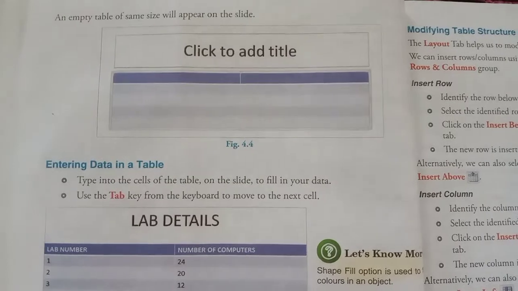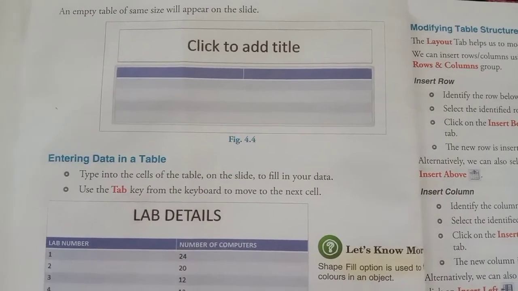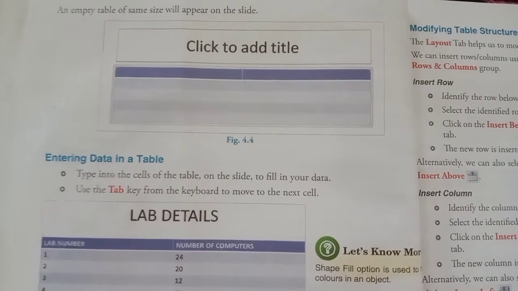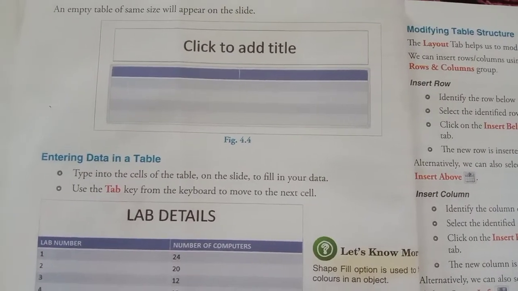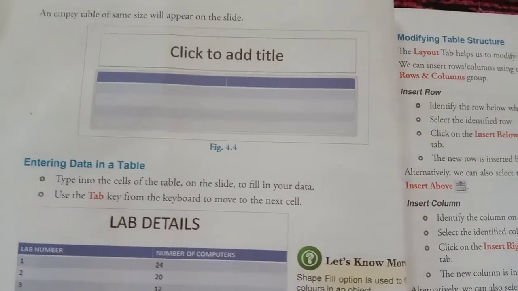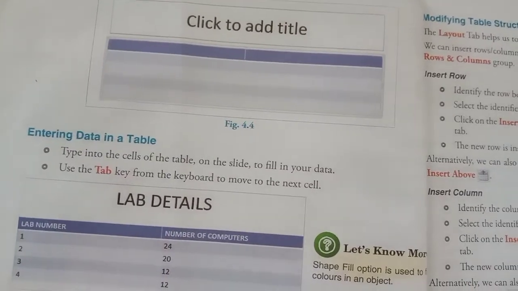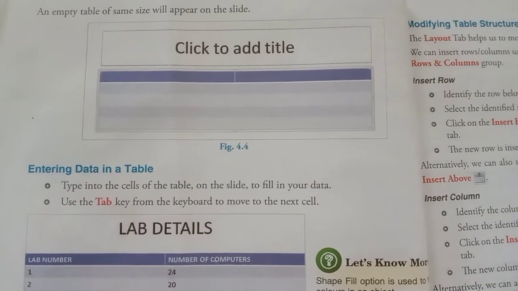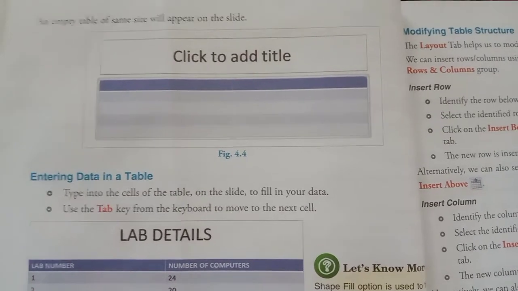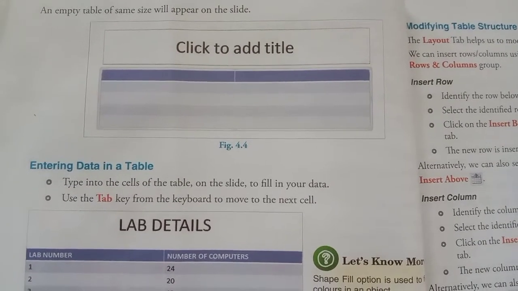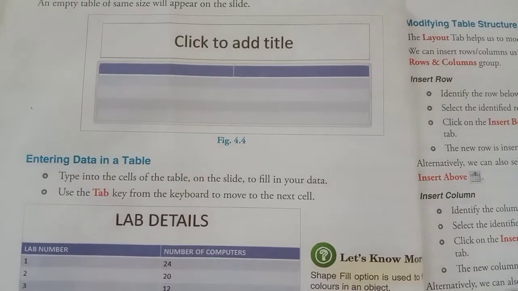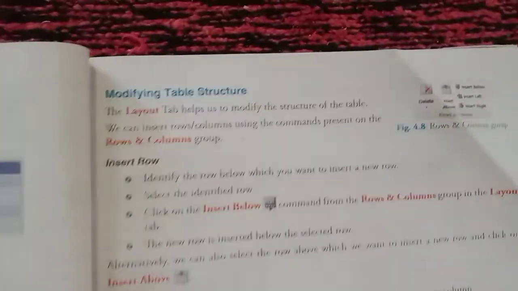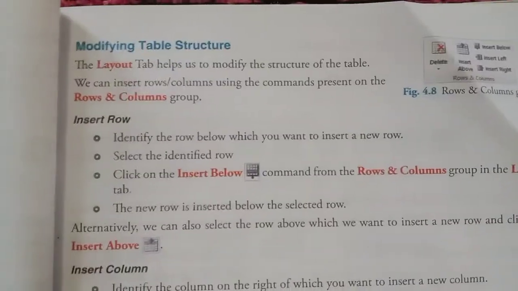What is Table Tools? When a table is created, two extra tabs appear on the ribbon: Design and Layout. Under the title Table Tools, you get two options, Design and Layout. These tabs comprise the commands to work with the table. How do we work with a table? Let us learn. Modifying a table structure.